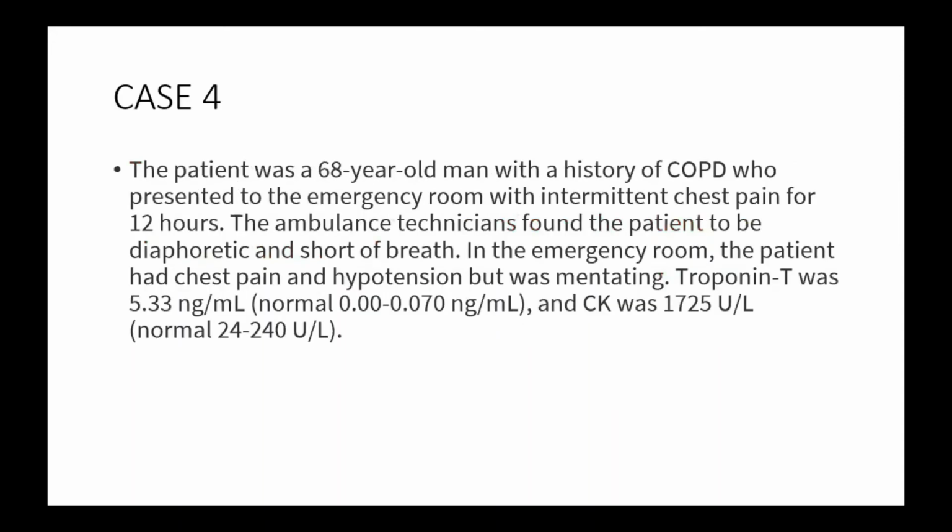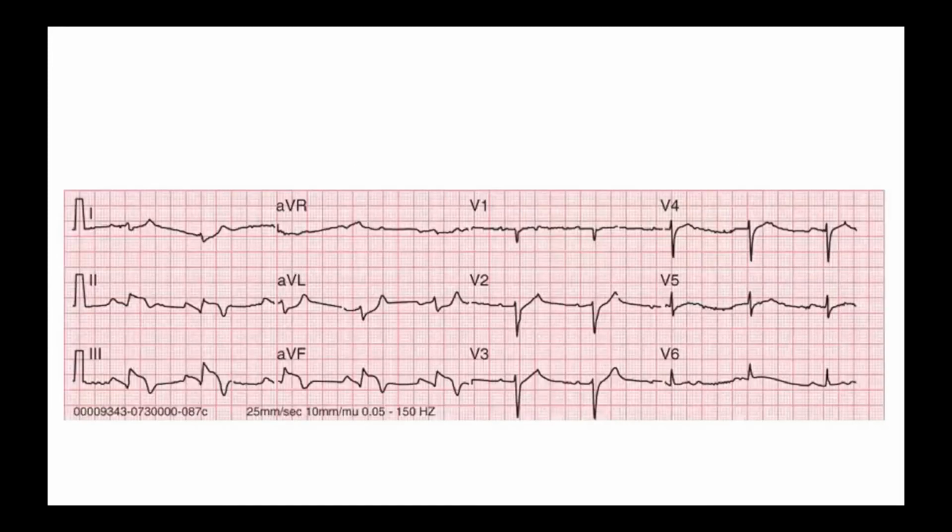Now, case number 4. This is a 60-year-old man with a history of COPD who presented to the emergency room with intermittent chest pain for 12 hours. The ambulance technician found the patient diaphoretic and short of breath. In the emergency room, the patient had chest pain and was hypotensive, and his troponin and CK were positive. This is the ECG.